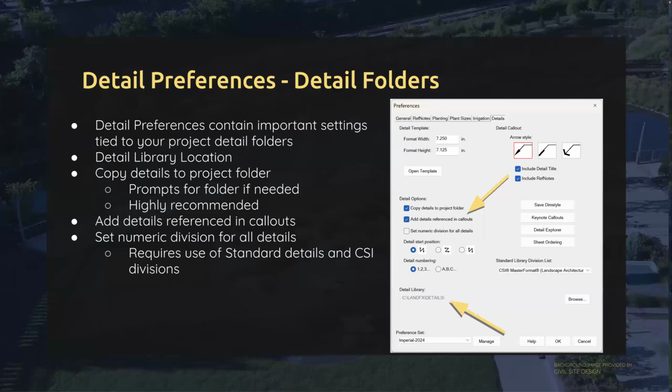And then setting numeric divisions is only necessary if you're using our standard details, organized by the Construction Specifications Institute system, the CSI system. This forces you to choose a division if there isn't one assigned to the detail already, which the details should already be saved into its correct division, especially if you're using the setting like this. And then the CSI division then gets saved into the detail number as well.